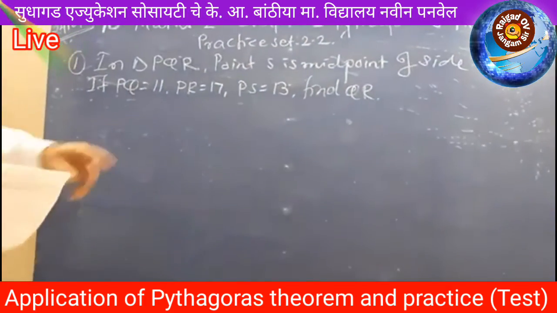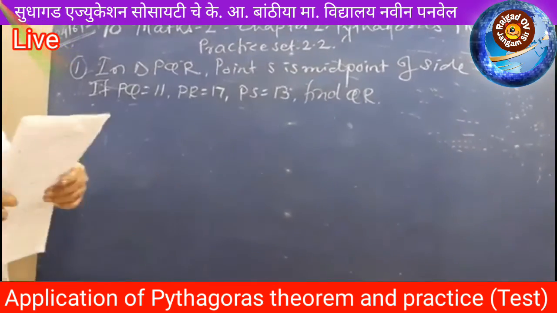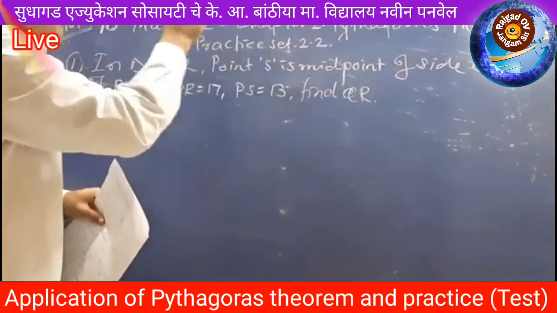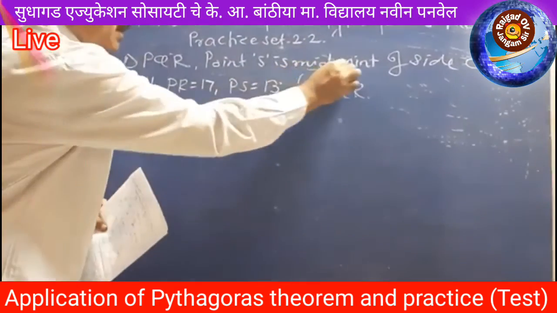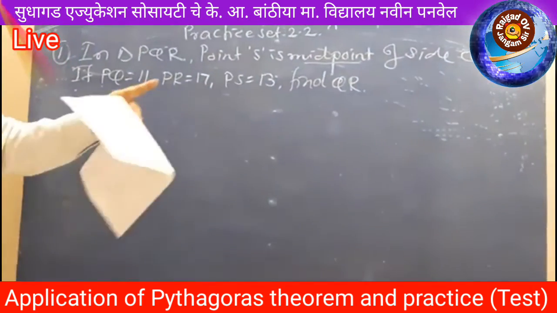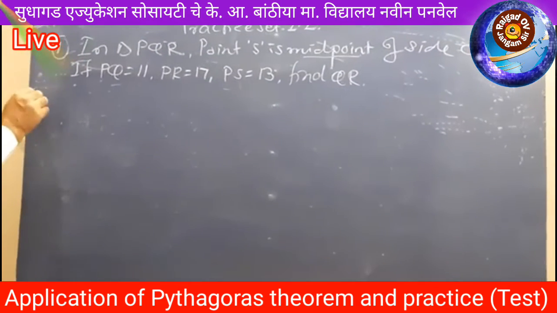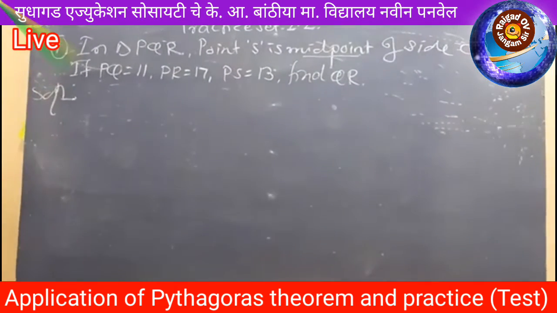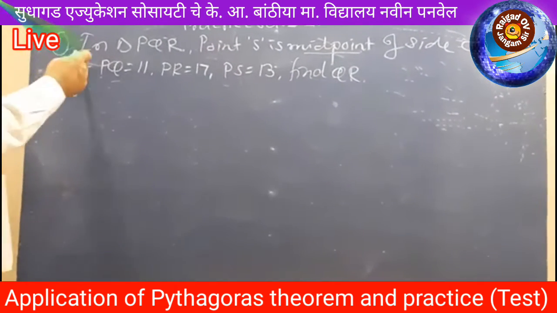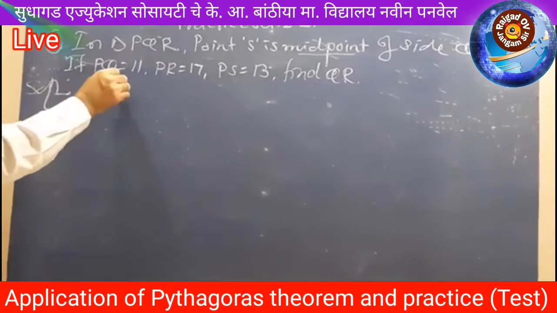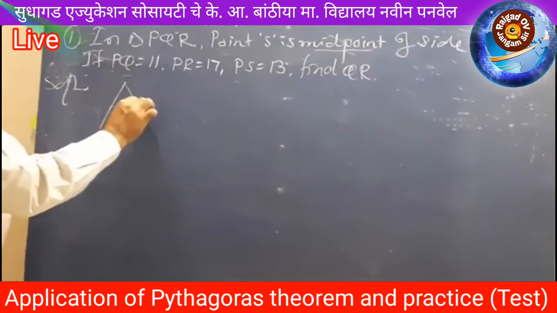Students, see here, point S is the midpoint. In our example, the word midpoint is given. That means we can solve this example with the help of Apollonius theorem. Before that, draw a figure from the given information. Triangle PQR. We can draw triangle PQR.